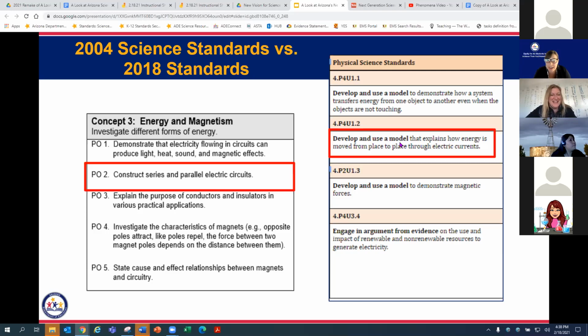Maybe my teacher will layer in vocabulary then, but once I have experience and have collaborated, now we layer in vocabulary. And then we have to explain how things move from place to place, so we're constructing an explanation as well. When you think of DOK here, this is much more challenging than the PO. Same content, I'm still going to use all these materials from building circuits, but the way I approach it and the way the students are immersed in it is going to be completely different.